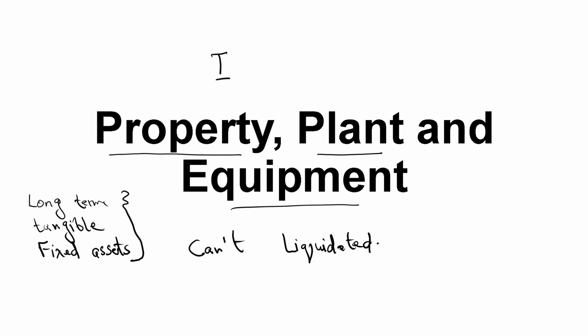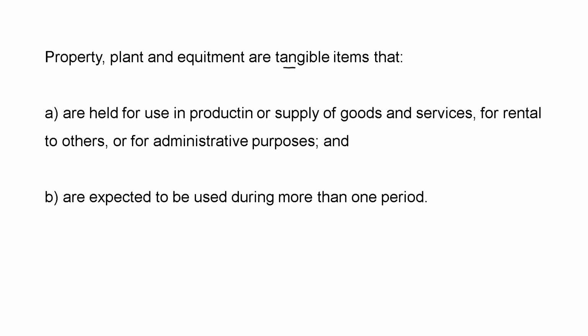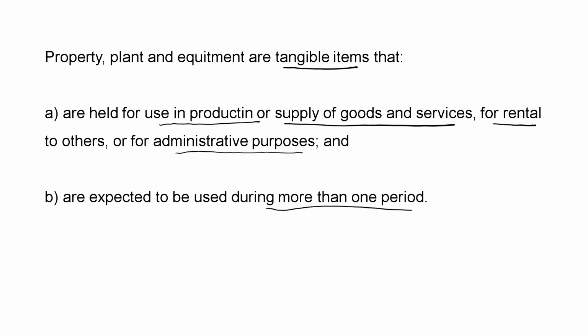International Accounting Standard number 16 deals with property, plant, and equipment. And this standard defines property, plant, and equipment as tangible items that are held for use in production or supply of goods and services, for rental to others, or for administrative purposes. And these items are expected to be used during more than one period.